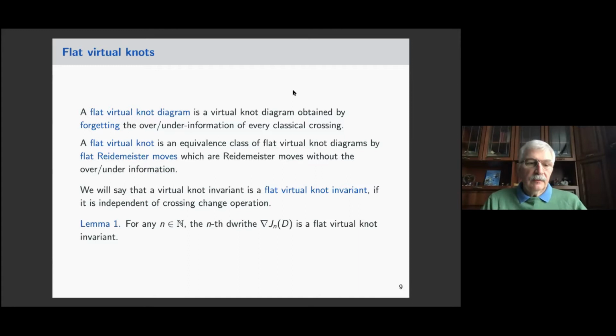So we can consider virtual knot diagrams, and also we can consider flat virtual knot diagrams. The difference is just the following. We forget information about over and under crossing in every classical crossing. So in other words, we consider the class of virtual diagrams up to such equivalence, when we don't distinguish overpassing and underpassing at classical crossings. And similar to virtual knot theory, we can define Reidemeister moves corresponding to flat virtual diagrams. And we say that some invariant of virtual knots is also an invariant of flat virtual knot diagrams if it is independent of the crossing change operation at classical crossing points. So the statement about the degrees is the following.